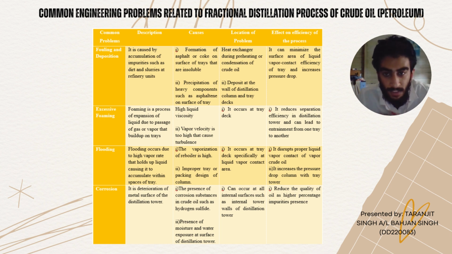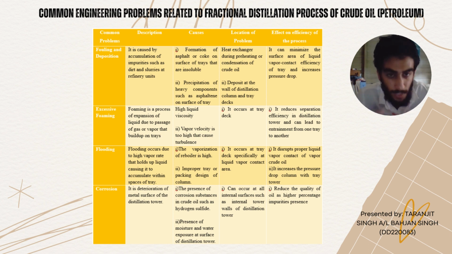Next, we move on to excessive foaming. Foaming is a process of expansion of liquid due to passage of gas or vapor that builds up on a tray. It is caused by high liquid viscosity and vapor velocity that is too high, which can cause turbulence. The location of the problem usually occurs at the tray decks. So how can it affect the efficiency of the process? It reduces the separation efficiency in the distillation tower and can lead to entrainment from one tray to another.